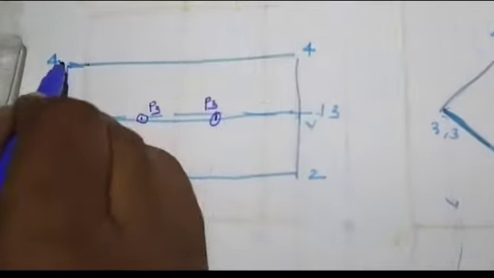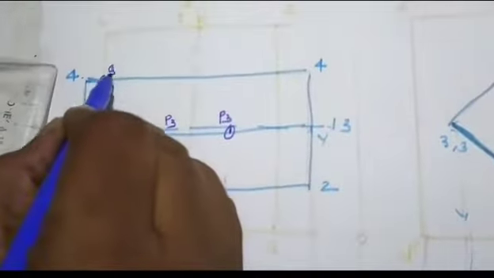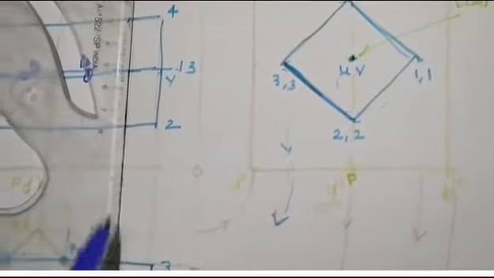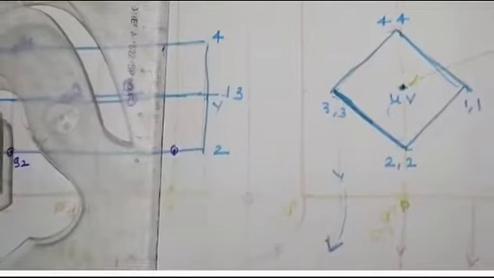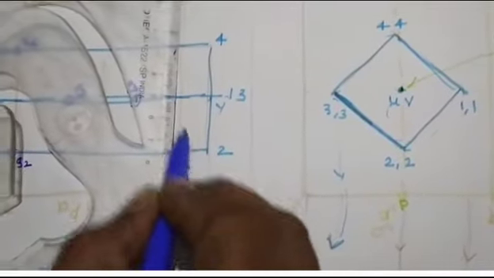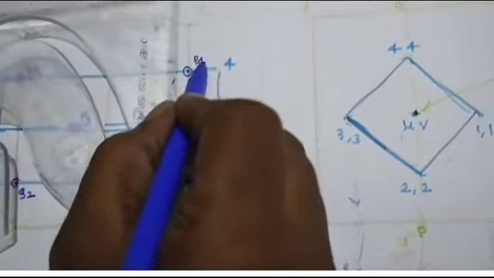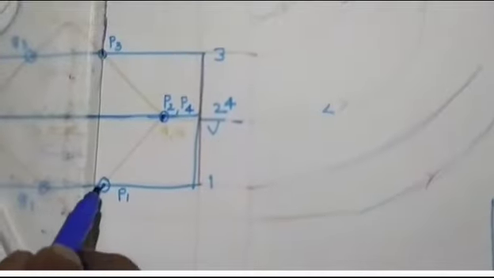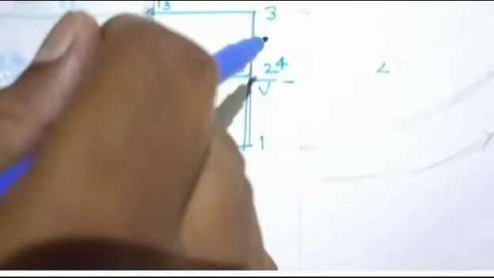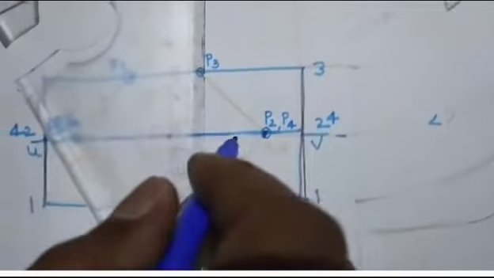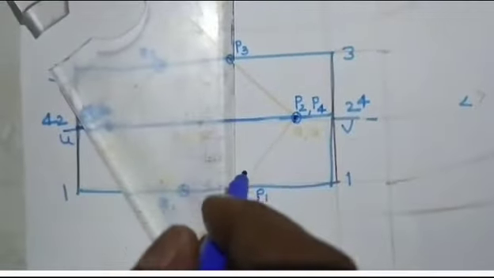Here is 4-4. So I will name it as Q4. Here is 2. I will transfer it as P2. And this is P4. Now P1 and P3 are exactly backside to each other because both the axes, the solid axes, bisect each other.